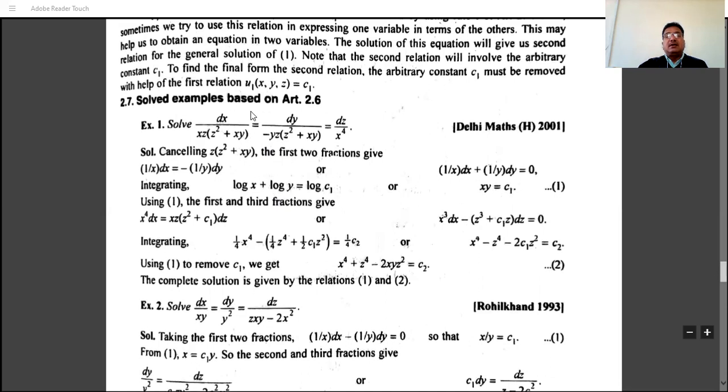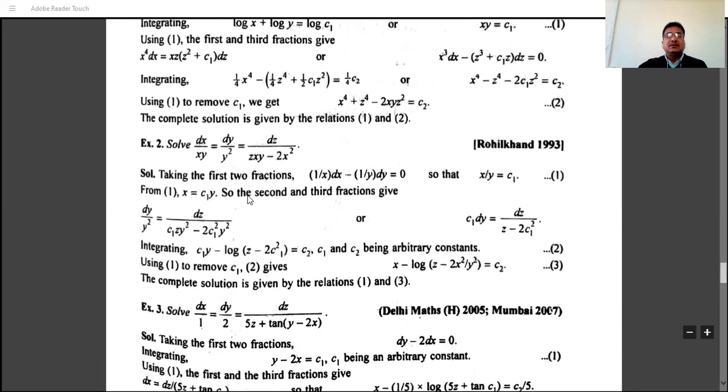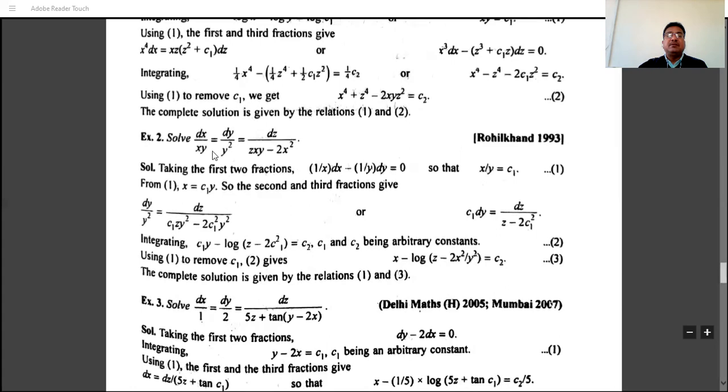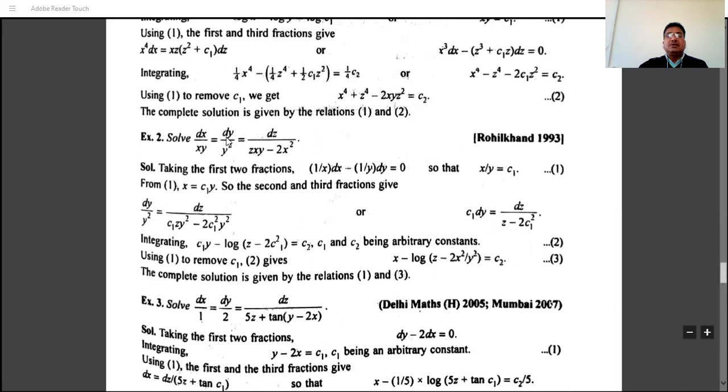That is by considering any two fractions in which one variable is absent or cancelled, and then use that solution to find another solution. Okay, so this is actually the sub method of method number one, or it's called rule number two. Then solve the same: dx divided by x into y, dy divided by y square, dz divided by zxy minus 2x square. So consider two fractions, the first two fractions, because z is absent.